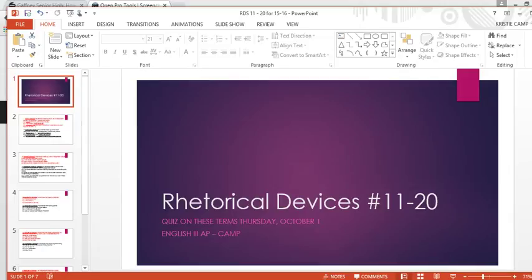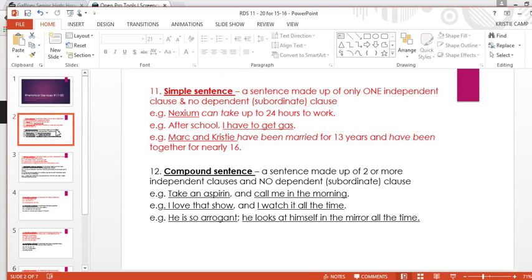We're here with our second set of rhetorical devices. We have numbers 11 through 20 this time. You will have a quiz on these terms on Thursday, October 1st. So learn them right. This time we're going to focus almost exclusively on syntax.